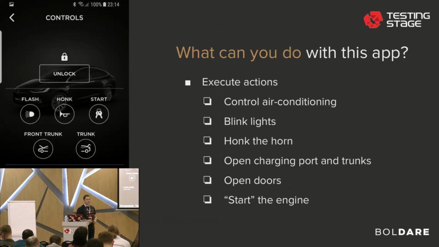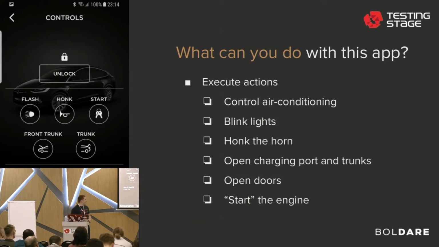But you are also able to execute some actions to control this car in some ways. So you can control the air conditioning. For example, if it's hot outside, you can turn on the air conditioning and set the best temperature you want before you go to the car. You can blink the lights, for example, to find your car in the parking lot. You can honk the horn, probably for the same purpose.